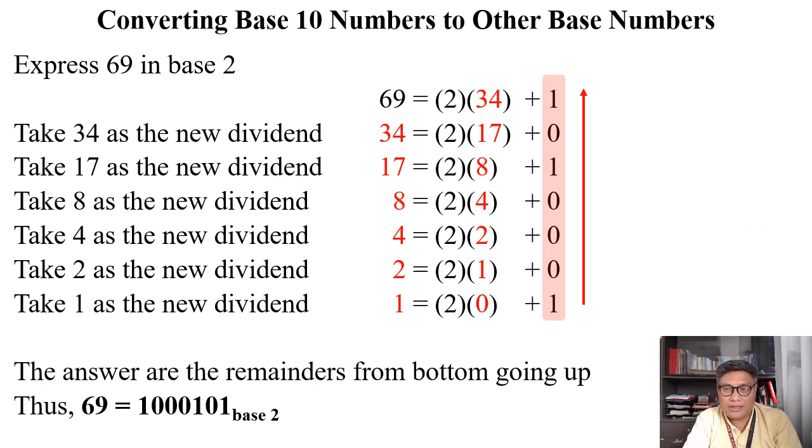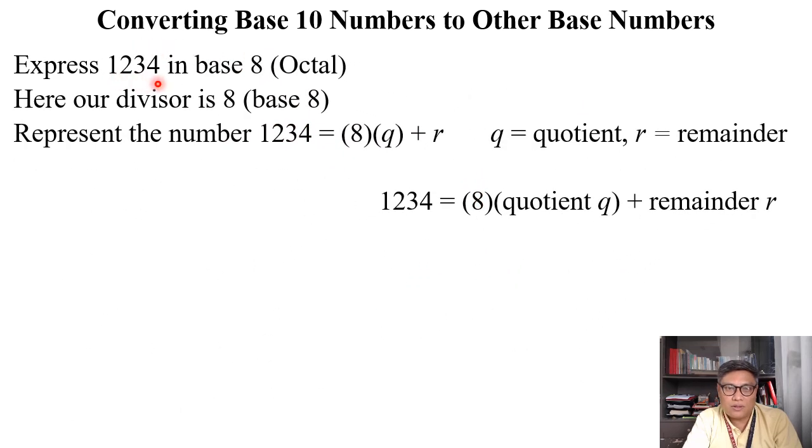Okay, so that's how we convert a base 10 number into binary. Now, what if you are going to convert 1234 base 10 into base 8? Again, your base 8 is your divisor. So 8 becomes your divisor. Then, what will be the possible remainders? The remainders are only ranging from 0 to 7. We don't have any remainder that is 8.